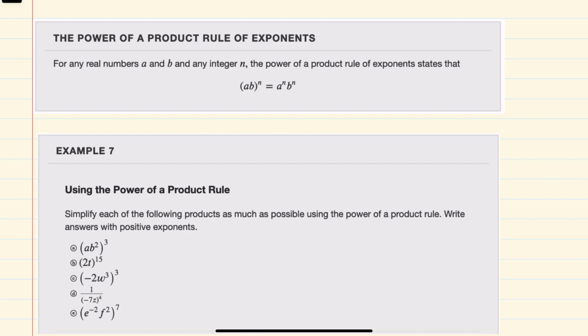In this video, I'll be helping you with a math topic called the power of a product rule of exponents, as seen here in the OpenStax second edition text.